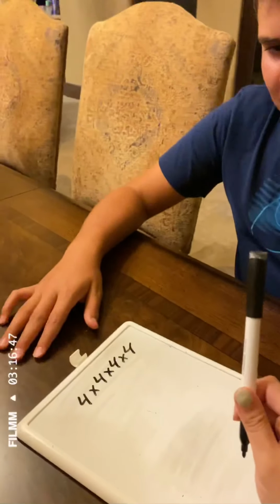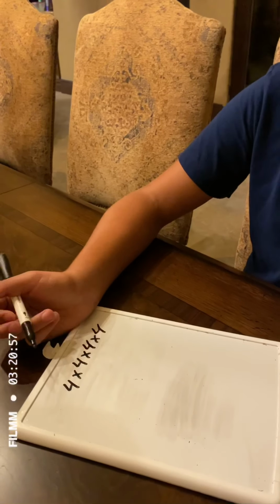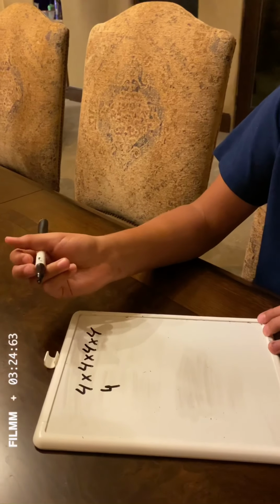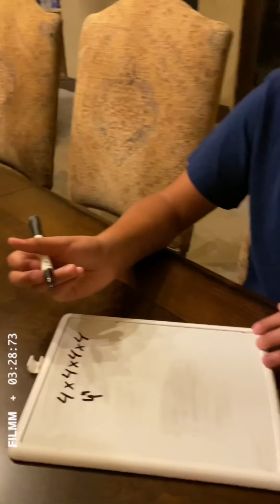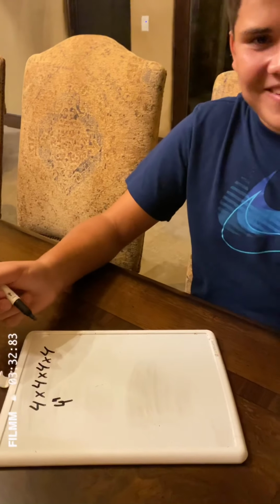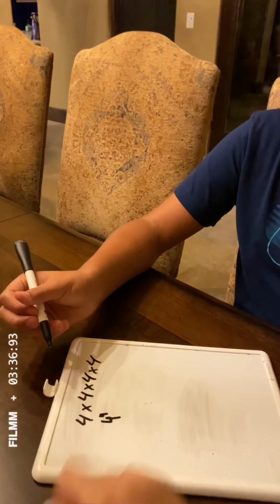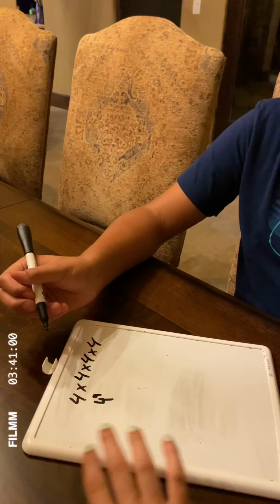So what would be our base number? Just the base number. 4. Okay, so you can write that underneath. And what would be our exponent? 4. How did you determine what our exponent was? Because there are 4 4s. So 4 is the number that we're multiplying, and our exponent represents how many times we're multiplying that 4. So can you show me what the answer would be?